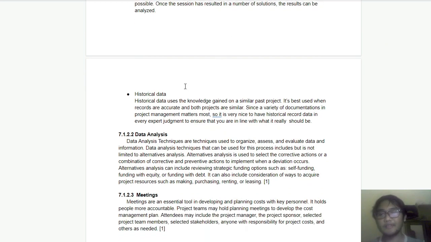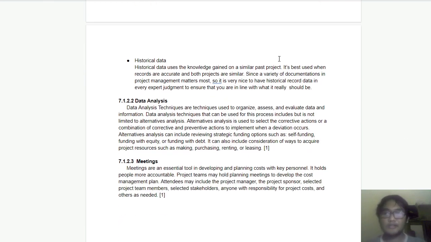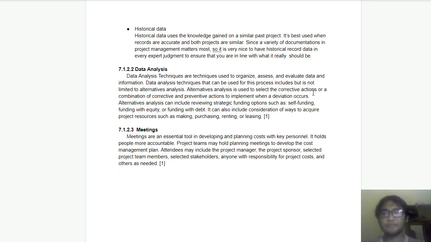And then the last is historical data. It can be used when we have a similar past project. It's best used when records are accurate and both projects are similar. So it is very nice to have historical record data alongside expert judgment to ensure that you are in line with what it really should be.